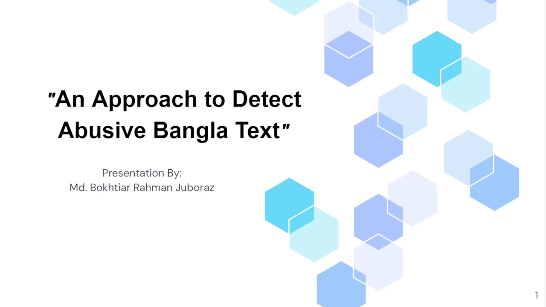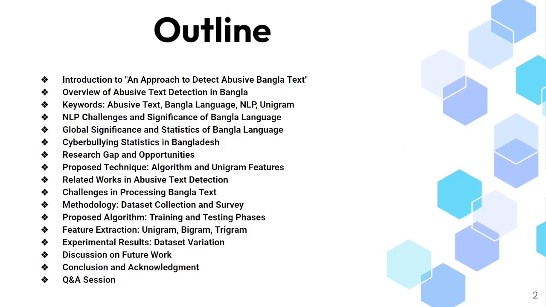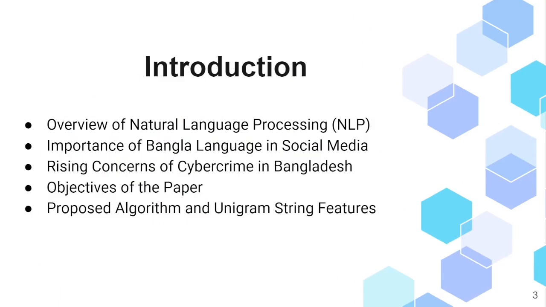Before diving into the details, let's familiarize ourselves with the keywords that will be central to our discussion. Abusive text, Bangla language, natural language processing, and unigram. In the introduction, we will provide an overview of natural language processing and its challenges. Natural language processing is a dynamic field in computer science, facilitating communication between computers and humans.